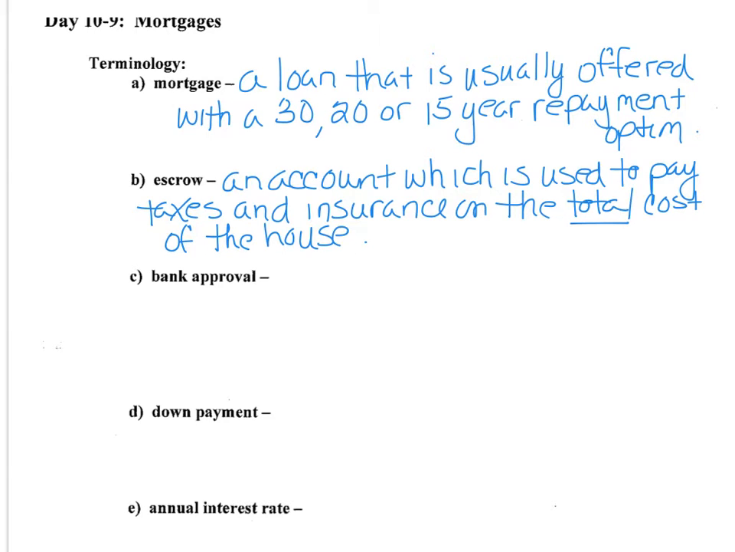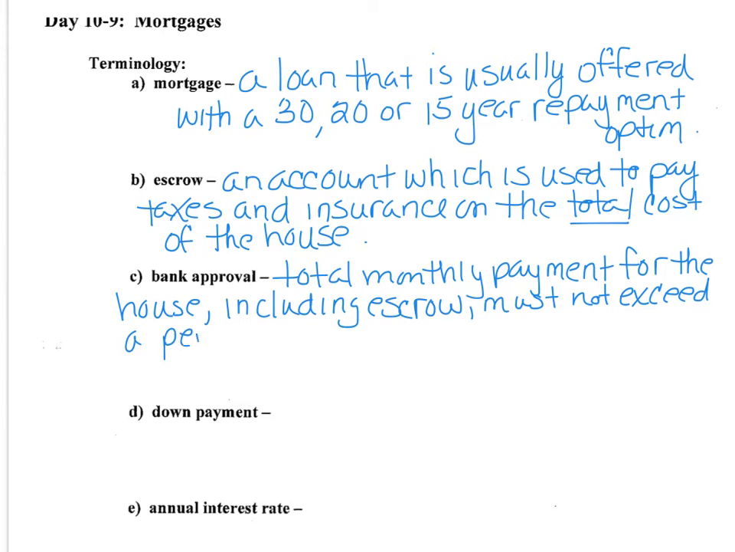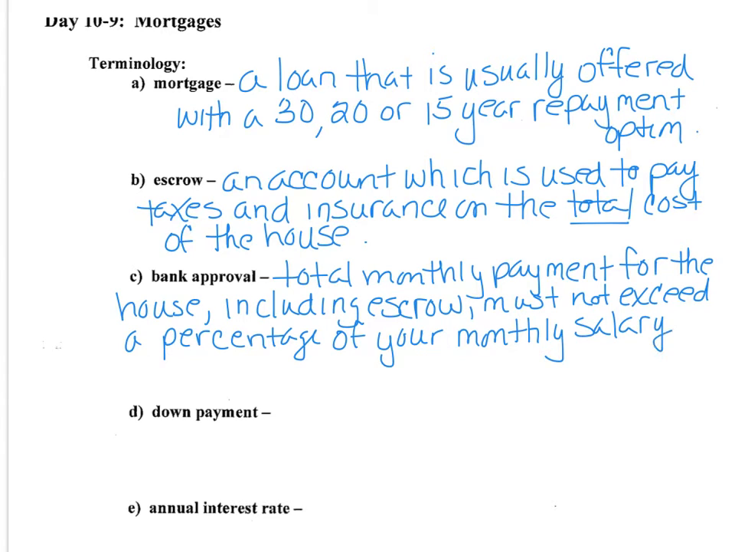what you paid for the house, which was $250,000. Okay, bank approval. Total monthly payment for the house including escrow must not exceed a percentage, so a percentage of your monthly salary set by the bank.